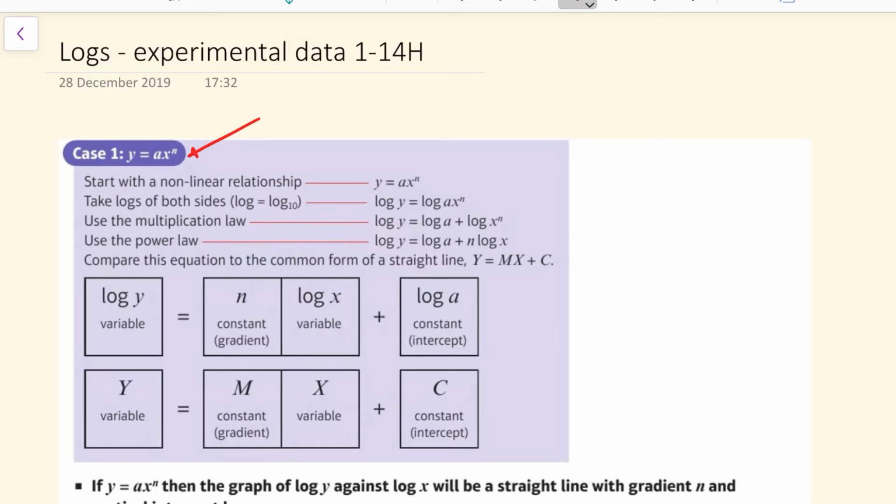If you've got this kind of relationship, your graph is going to be a curve. When you analyse the data, it's quite hard to draw a curve of best fit. It's much easier to draw a straight line of best fit. So we will apply a specific set of steps in order to plot some data, draw a straight line of best fit, and then take readings from that graph to work out our value of a and our value of n for our actual relationship.